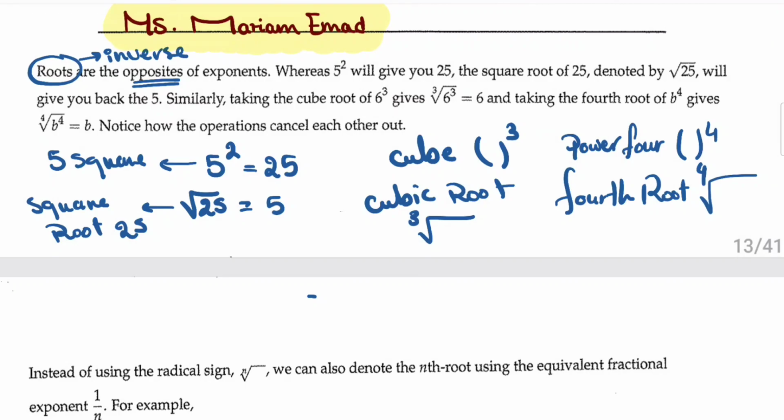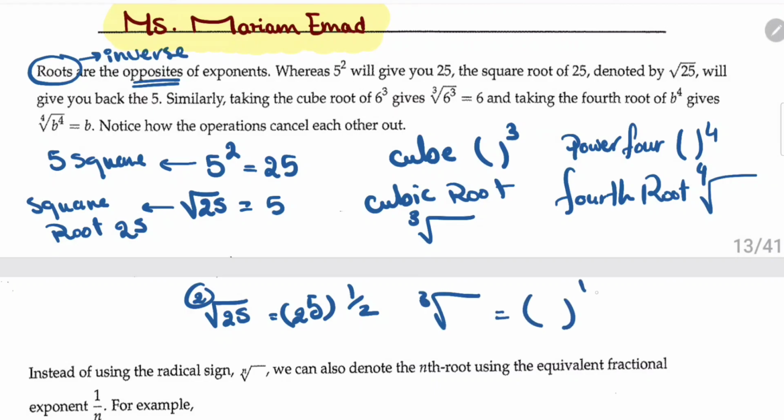So, how can I write the root? I can write it as a fraction power. For example, if I have the square root of 25, it's like 25 to the power half. By the way, it's 2, but it's hidden. So, the square root of 25, I can write it as 25 to the power half. The cubic root is to the power 1 over 3. The 4th root is to the power 1 over 4.